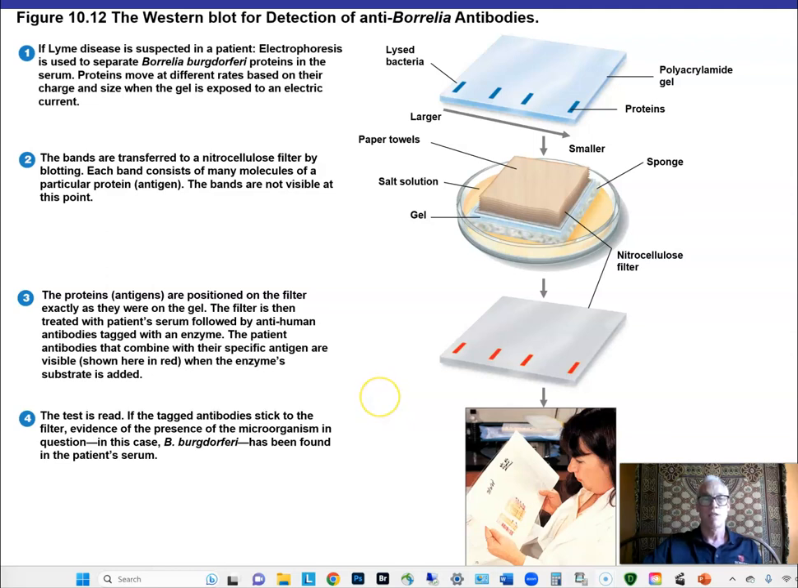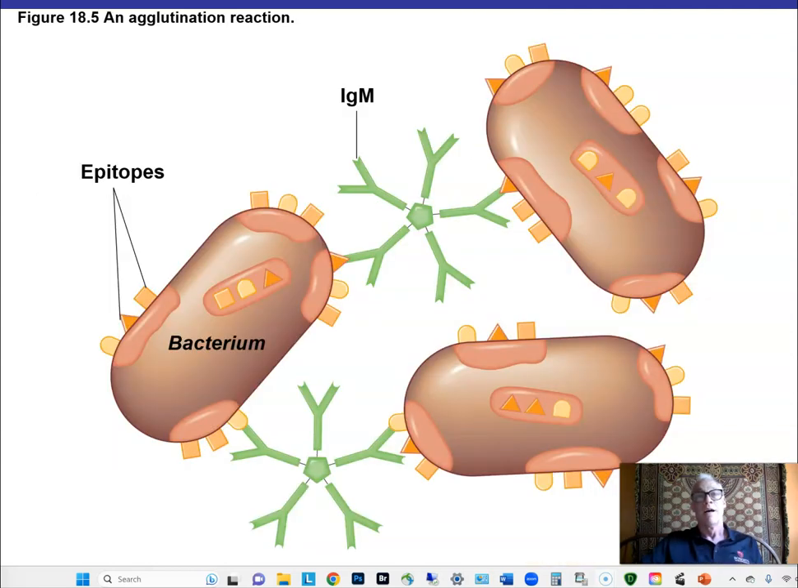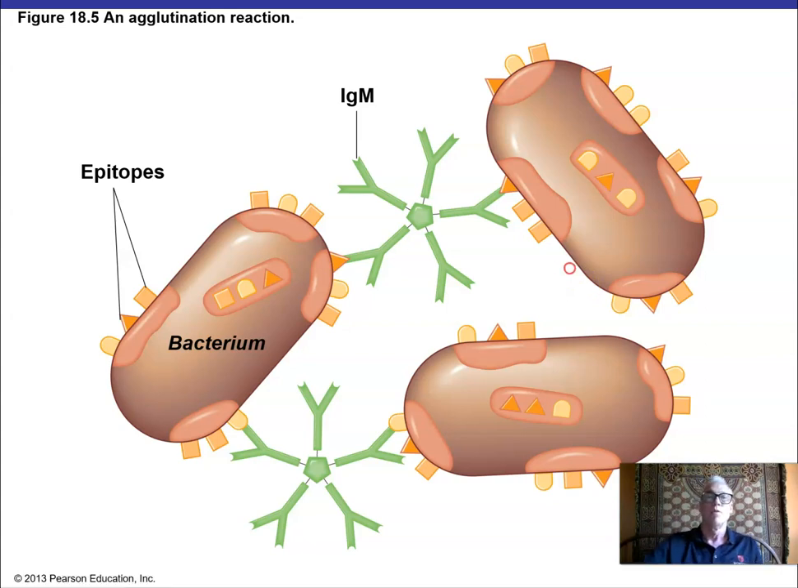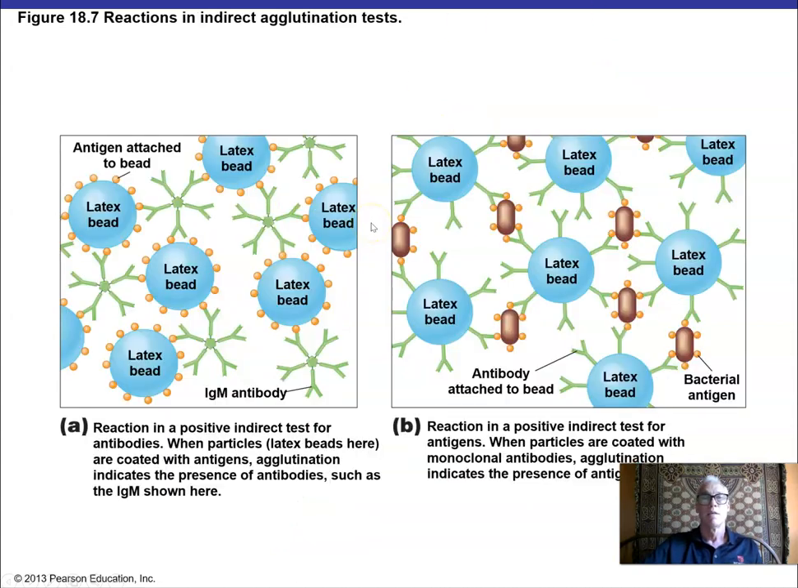Very, very sensitive test actually, and quite standardized, quite readily completed well in virtually any laboratory that can do testing. Agglutination reactions. If you have a bunch of, in this case, bacterial particles, if there's antibodies present, mix them together, and if you have the right ratio, you can have agglutination, clumping of the bacteria. So that's an agglutination reaction for antibodies. You can do an agglutination reaction for antigens as well.